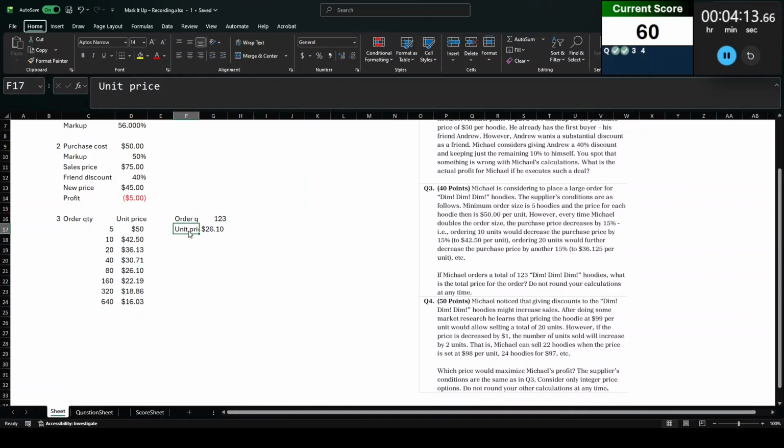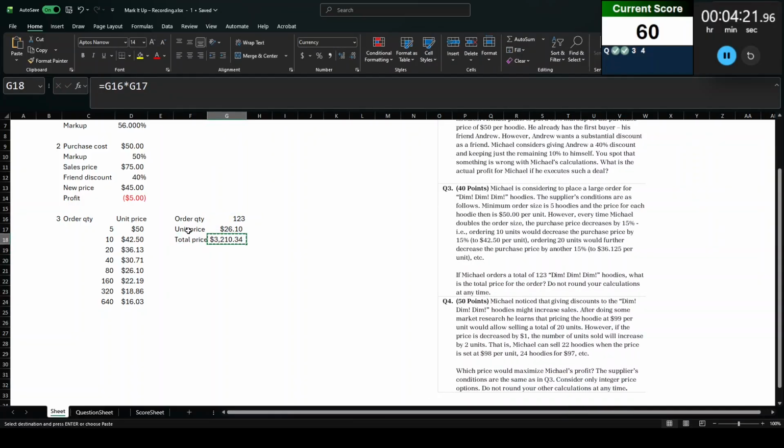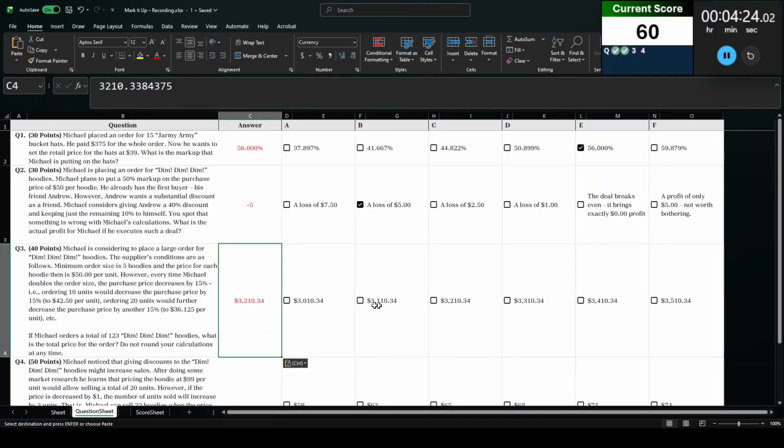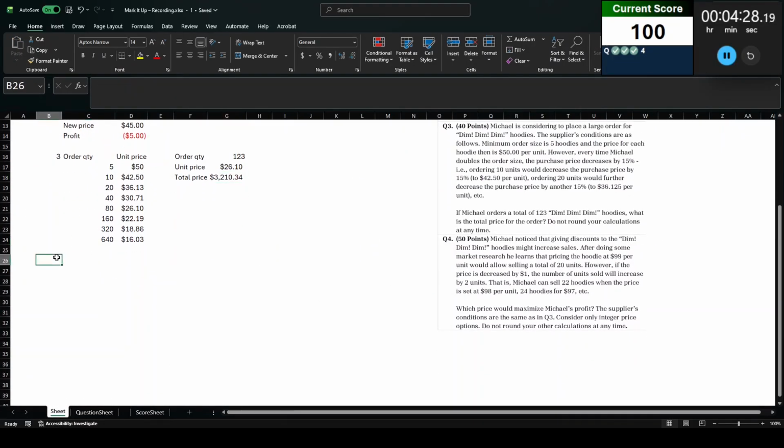That is correct. And then what is the total cost for the order? Total price is going to be that times that, so we get $3,210. There we go. All right, off to the fourth and final question.